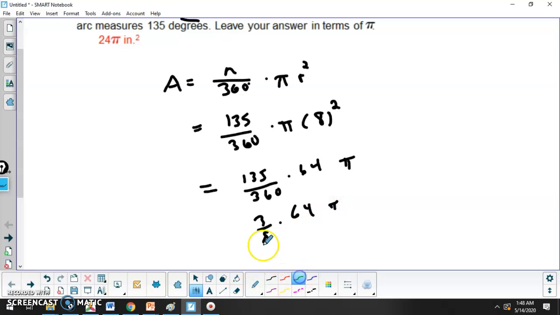Then you can go ahead and cross out the 8. 8 divided by 8 is 1, and 64 divided by 8 is 8. So then we have 3 times 8, and there you go, 24 pi. Not so bad. All right, now let's go on to the tricky ones.